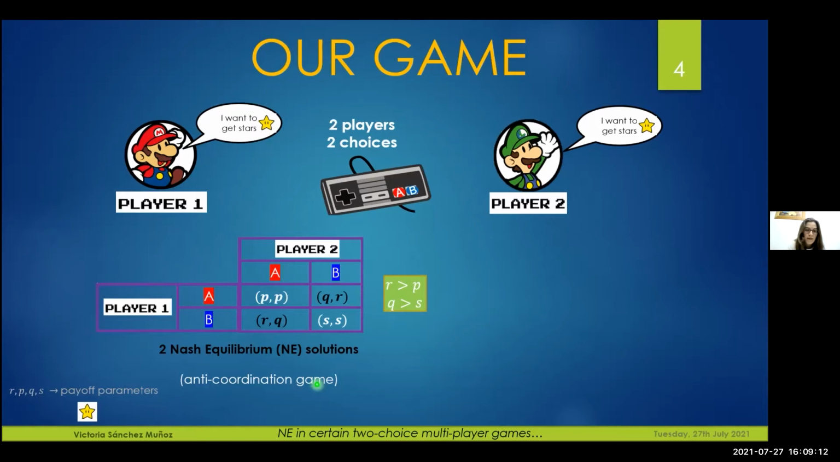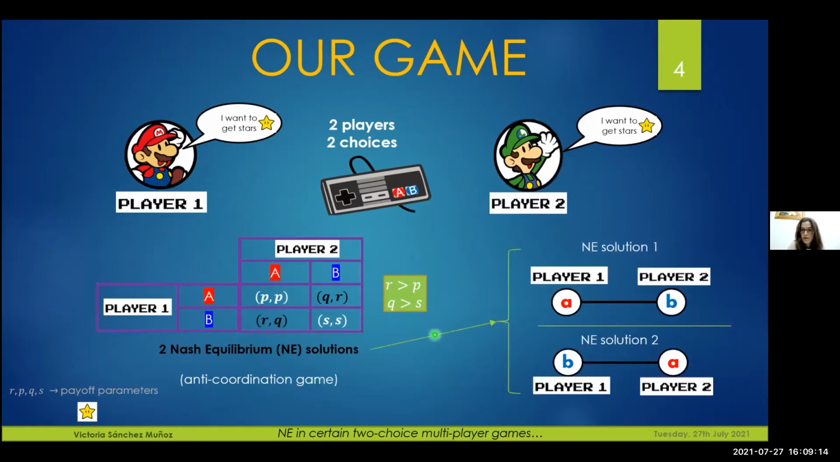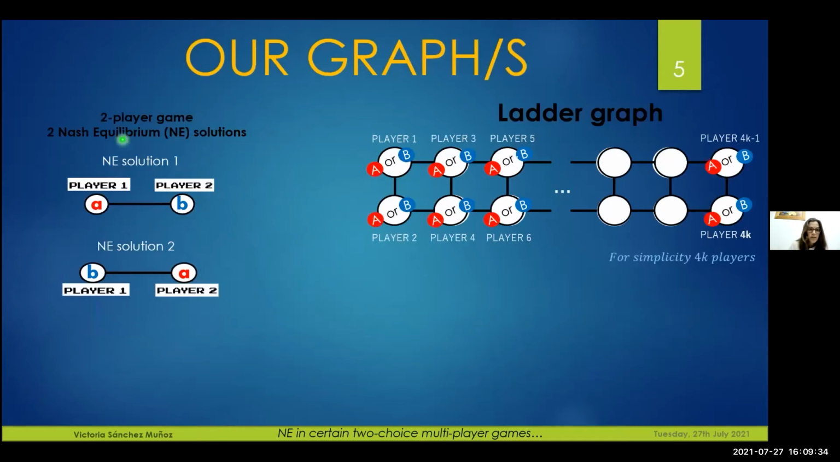Pictorially, we can represent those two solutions in this fashion. For the first solution, player 1 chooses A and player 2 chooses B, and vice versa. So we have here the two solutions. We are done. We have just defined our game, right? But we need a graph, right? So here's what I just showed you, those two solutions.